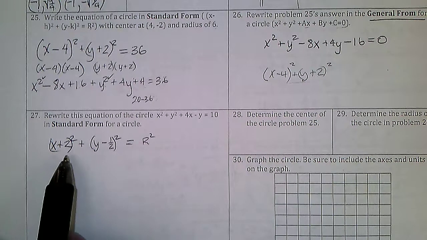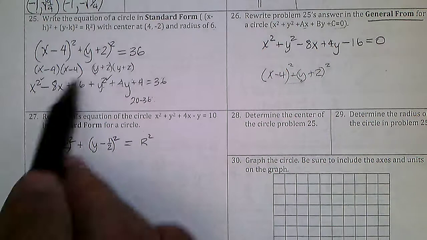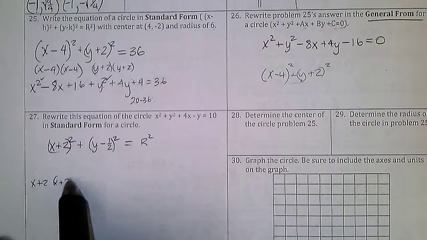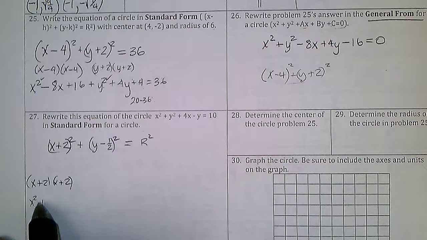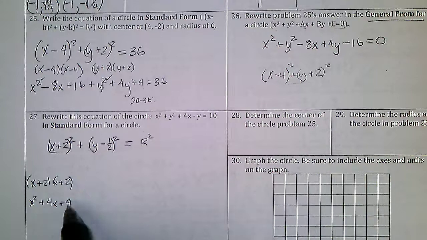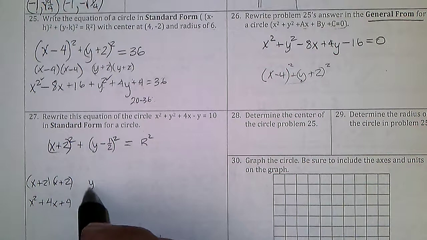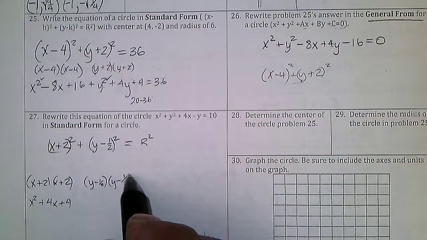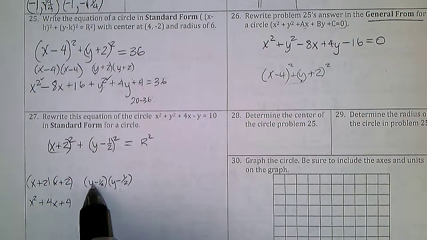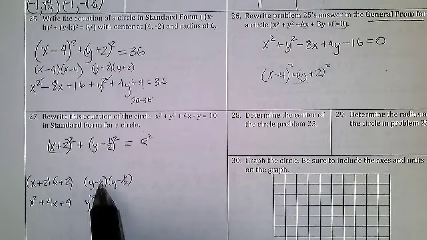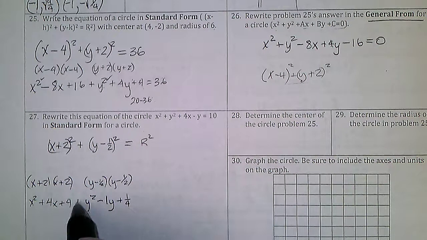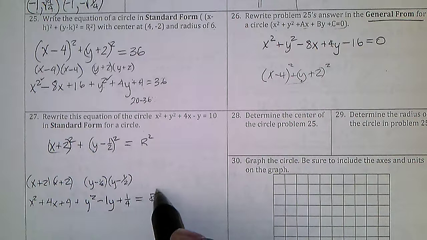Well, now let's multiply these out like we did up here. So this would have been x plus 2 times x plus 2. That creates x squared plus 4x plus 4. Multiplying this out, I get y squared minus a half of y, and minus a half of y, that's minus 1y, plus 1/2 times 1/2 is 1/4, and that's equal to the radius squared.